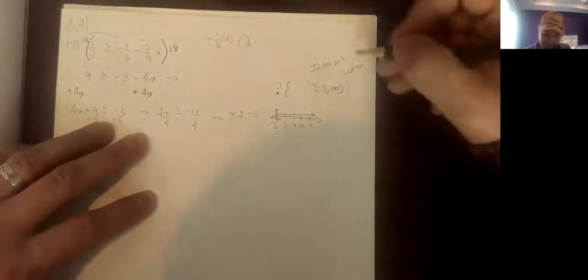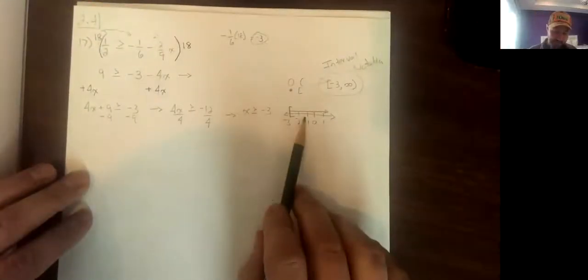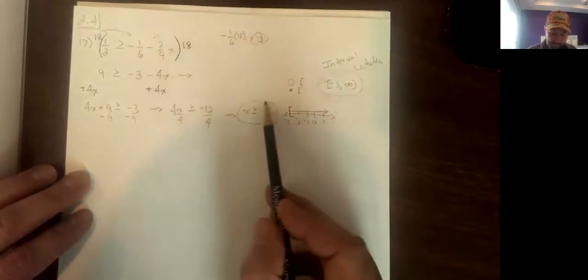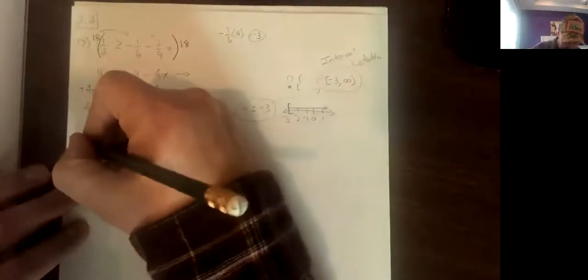But then this will make sense. It's not a notion, it's a real deal notation. So there is the graph that they asked for in 17. In number 17, they just needed this for the answer. If they asked for interval notation, you would write it that way. Okay, that's 17. Let's go to 31.